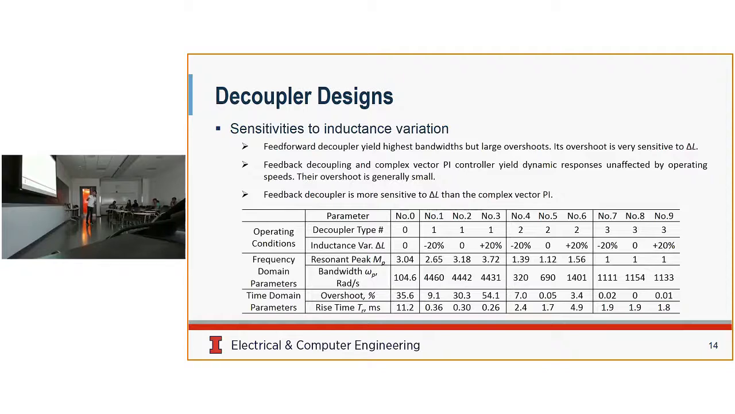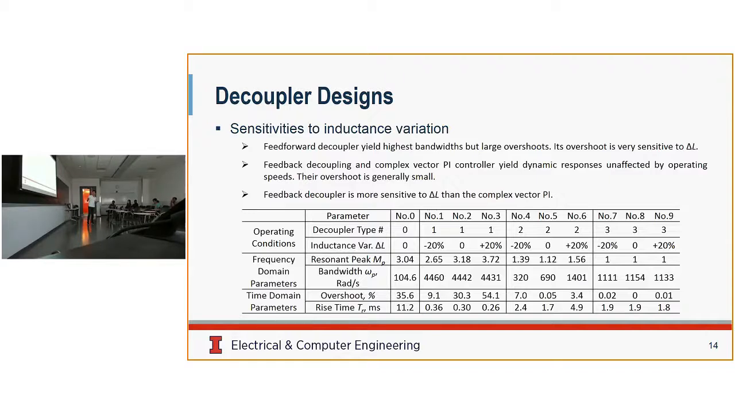For example, this is the one with no decoupler, and the feed-forward decoupler, with the inductance variation changing from negative 20% to 0 to plus 20%. And we can see that the overshoot is quite sensitive to the inductance variation.